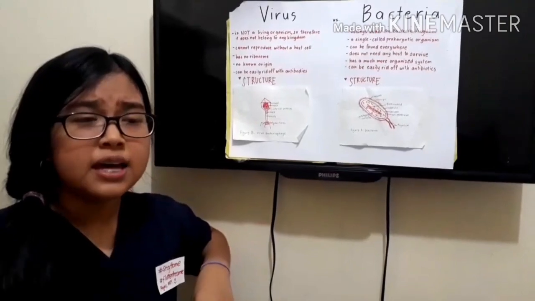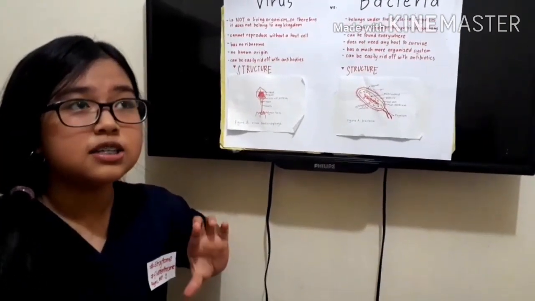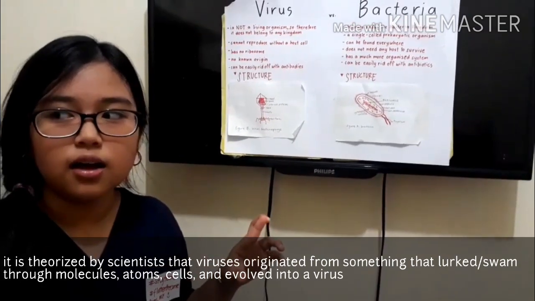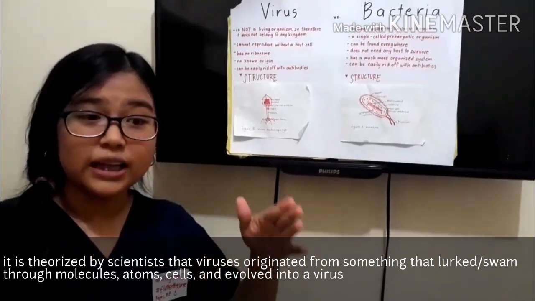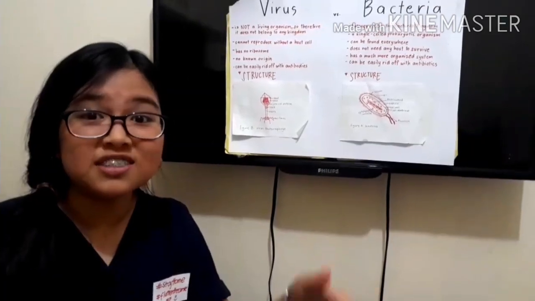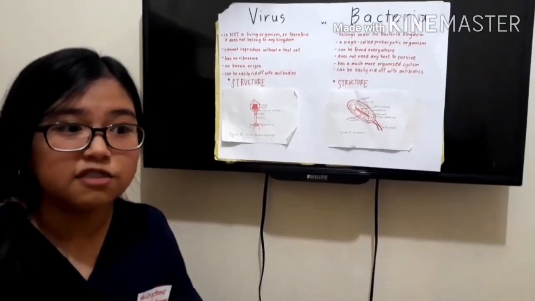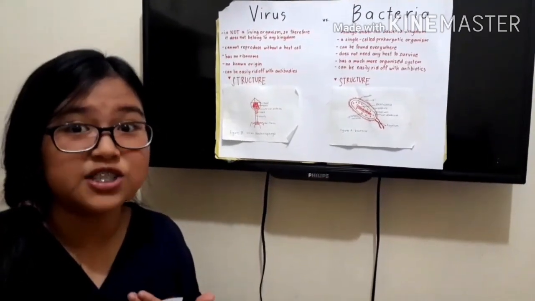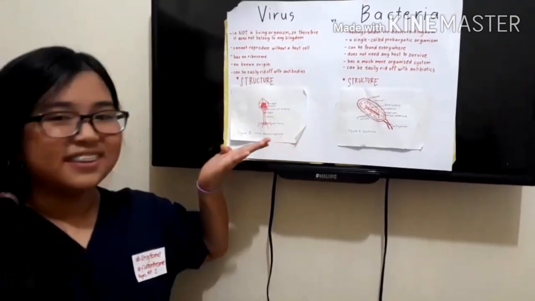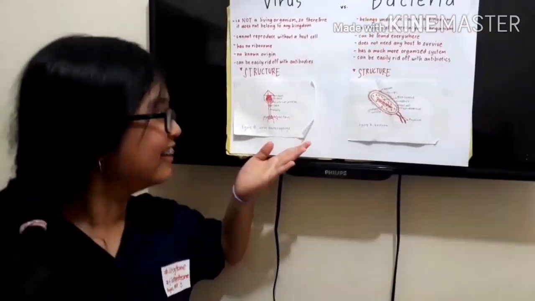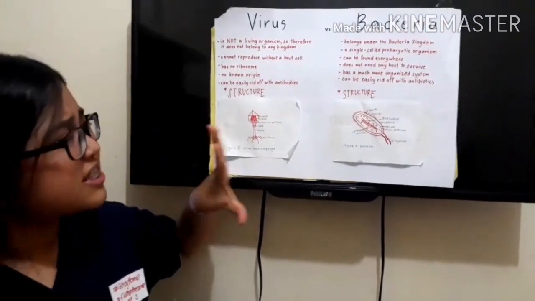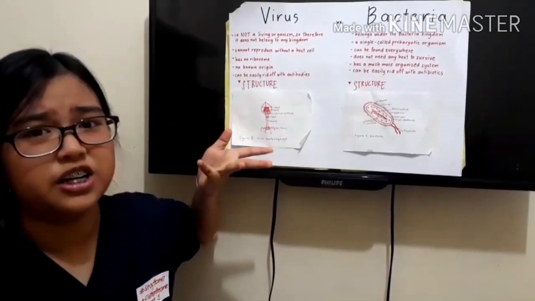Which is why, guys, scientists theorize that viruses belong to a group of organisms that swam in between cells and organelles and eventually invaded them. And over time, it evolved to become the virus that we know and hate. Example, bacteria, virus bacteriophage. Now, this can be easily rid off with antibodies.